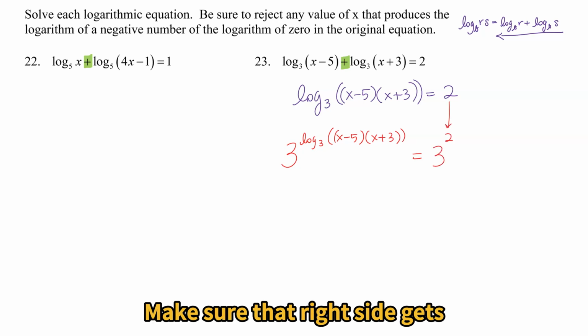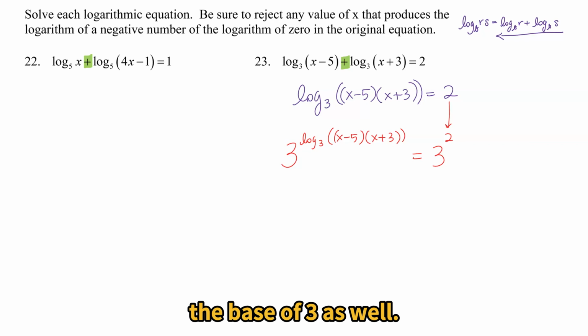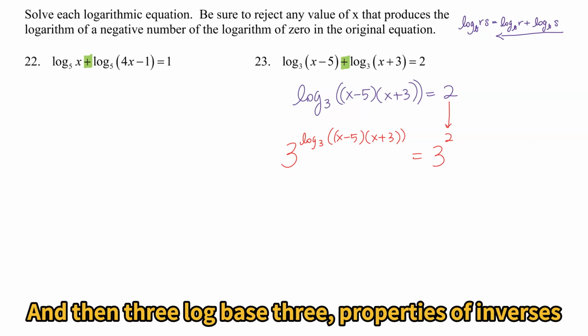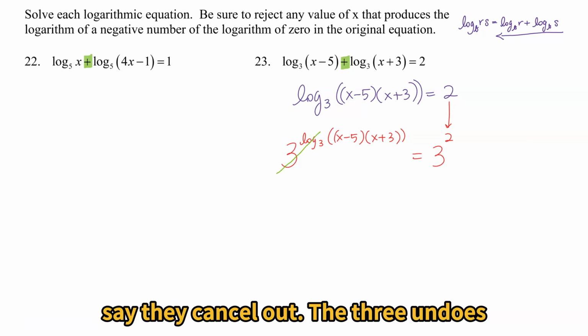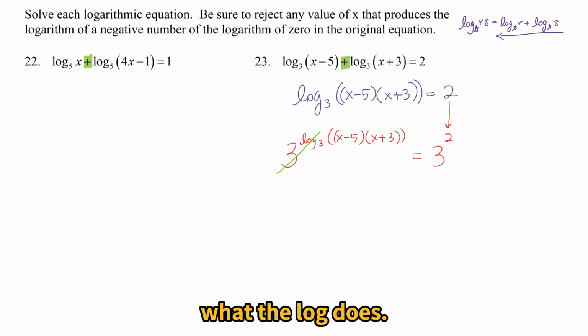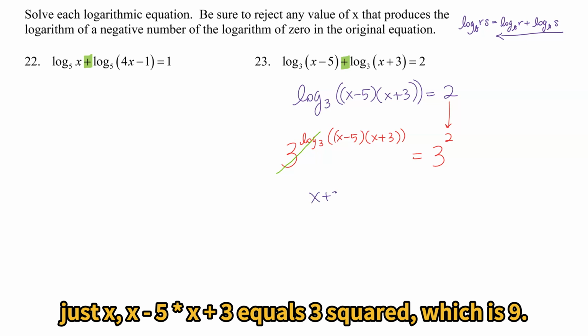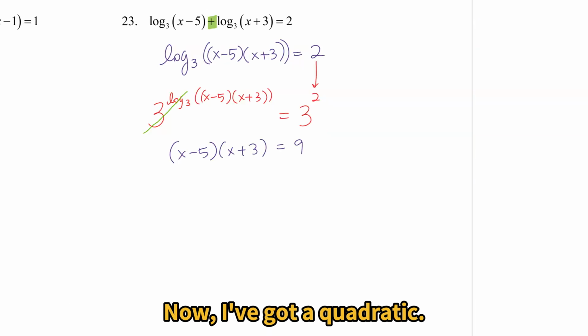Make sure that right side gets the base of 3 as well. And then log base 3 properties of inverses say they cancel out. The 3 undoes what the log does. And so we're left with just x minus 5 times x plus 3 equals 3 squared, which is 9. Now I've got a quadratic.